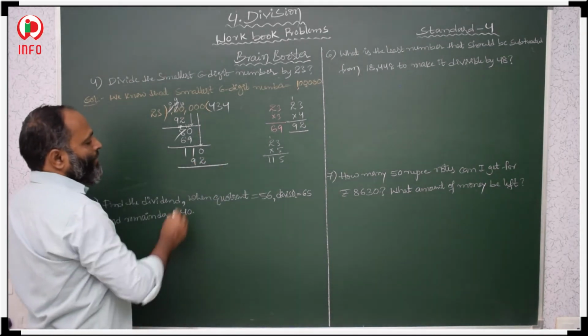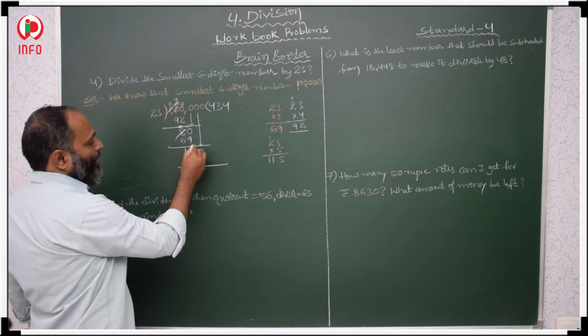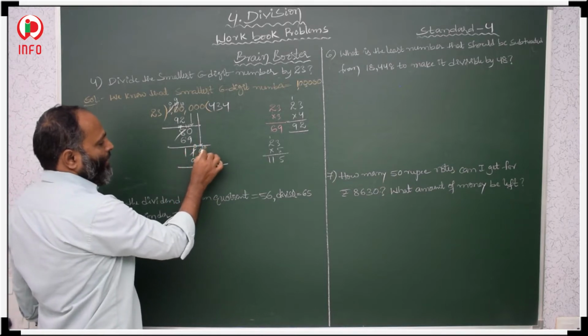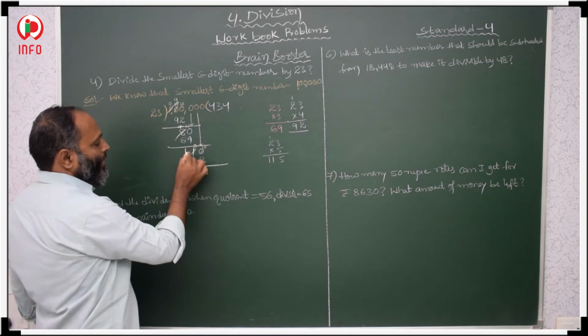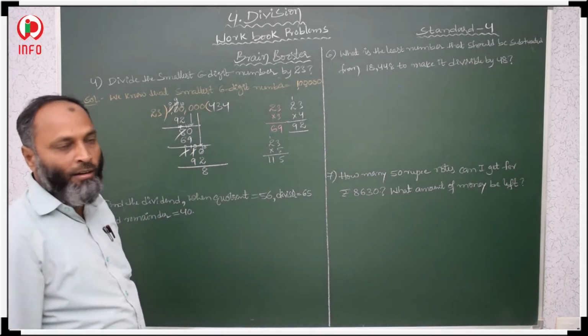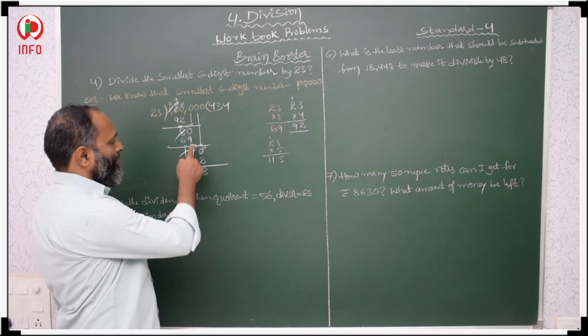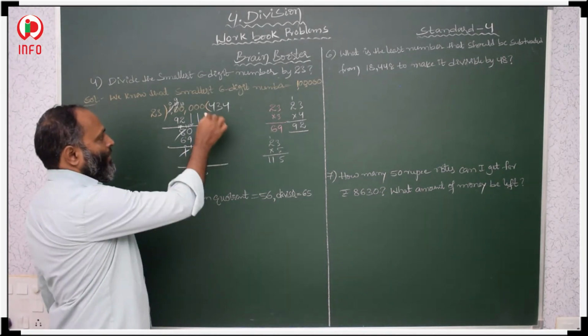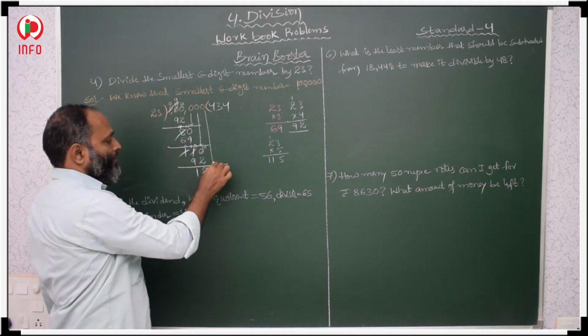Now we take borrow from here. Here we get 0, here we get 10. 10 minus 2 is 8. Again we take borrow from here. Here we get 0, here we get 10. 10 minus 9 is 1. Again we take this 0.